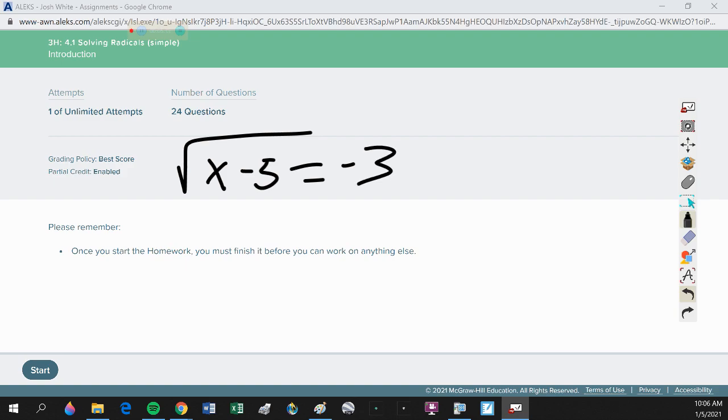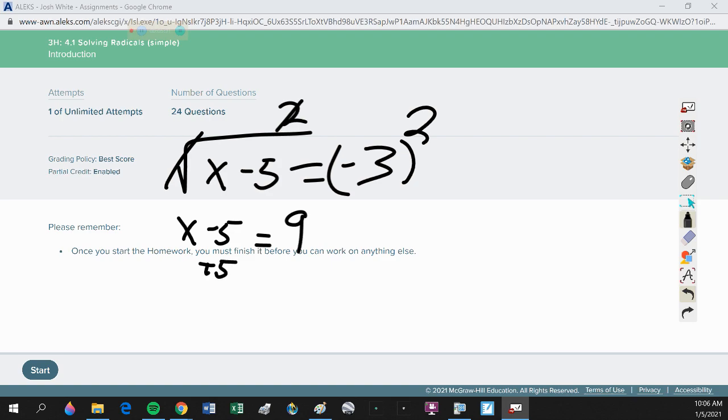Square both sides. On the left side, I'm left with x minus 5. But on the right side, I get 9. What is negative 3 times negative 3? Positive 9. Add 5. And I get x equals 14.